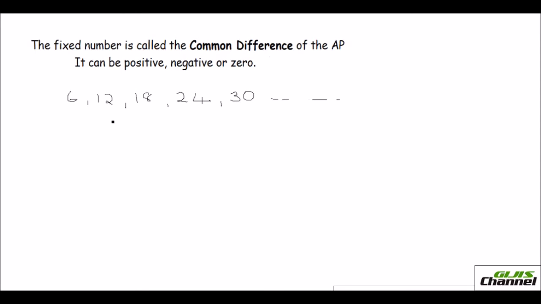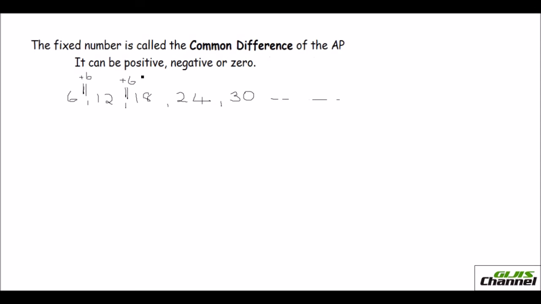So the common difference here would be the difference between these two numbers. The difference between these two numbers is 6. See, and it is plus 6, right? Here also it is plus 6. So this is the common difference. Okay, the difference between the two successive terms is the common difference.